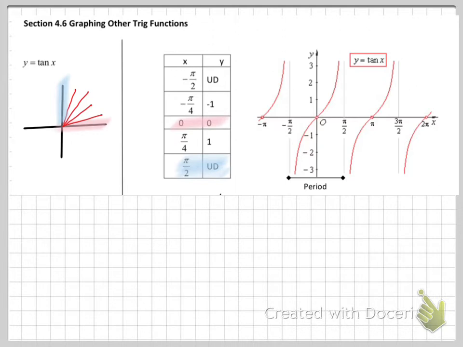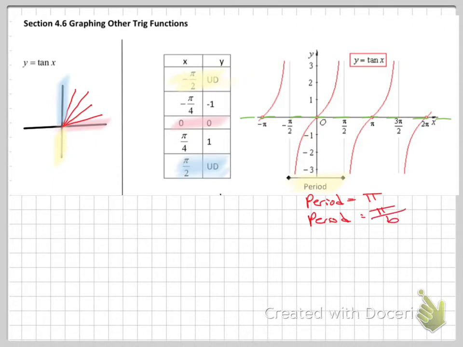And then when you get back around to negative pi over 2, that also has an undefined slope. So for tangent, our green line, our midline, is still right here. One of the big changes is that the period is only pi for the parent graph. So that means period is going to be pi over b for all the other graphs that we do.